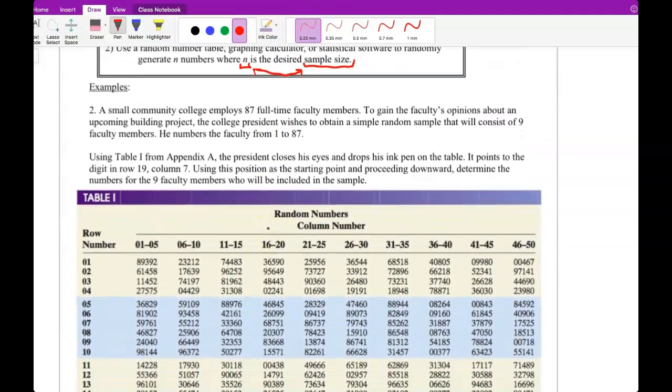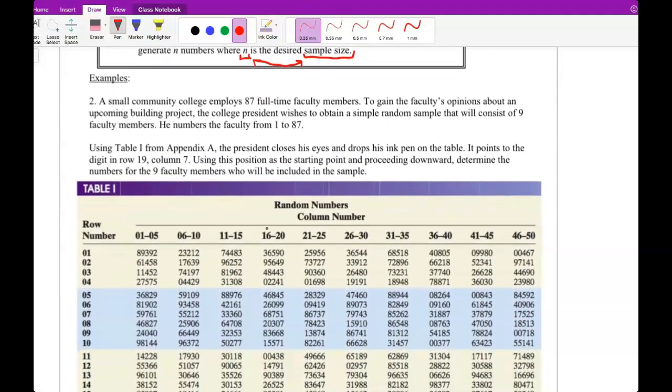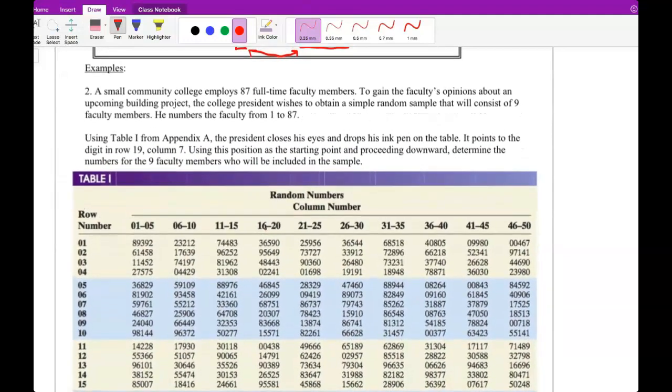Okay, so let's work on this example, showing how we can use this table to find our samples. A small community college employs 87 full-time faculty members. To gain the faculty's opinions about an upcoming building project, the college president wishes to obtain a simple random sample that will consist of 9. So here we have 9 faculty members. He numbers the faculty from 1 to 87.